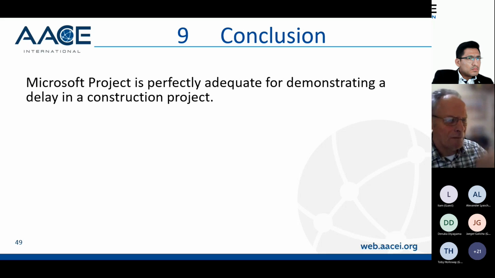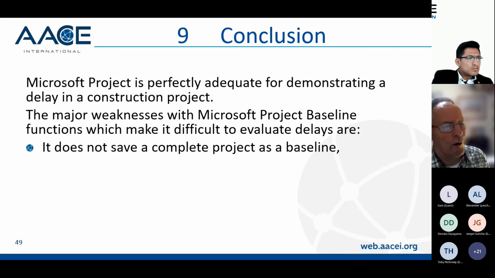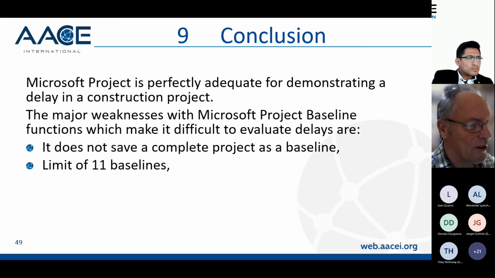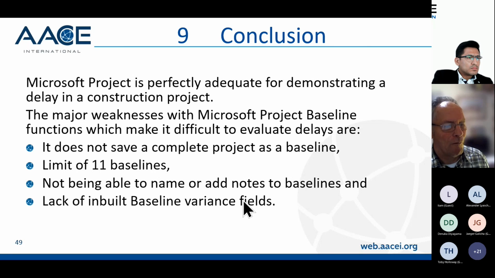So, conclusion: I think Microsoft Project is perfectly adequate for demonstrating a delay in a construction project. The major weakness with Microsoft Project is the baseline functions that make it difficult to evaluate delays, because it doesn't save a complete project as a baseline, so it doesn't keep relationships and float and critical path in a baseline. You're limited to 11 baselines. You're not able to name or add notes to baselines. There's a lack of inbuilt variance fields, so there are quite a few issues with Microsoft Project baselining.